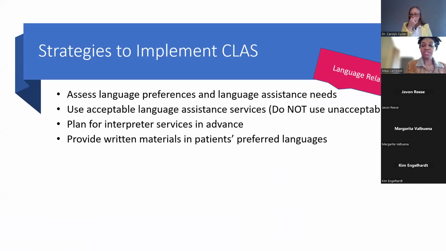Okay, so some strategies to implementing CLASS. Assess language preferences and language assistance needs. Use acceptable language assistance services. We'll get into that in the next few slides. Plan for interpreter services in advance. I know for me as a CHW, this was very powerful. One thing that I would do, I'd peek into the schedule for the upcoming days and look at what patients we had coming in and plan accordingly. Provide written materials in the patient's preferred languages.